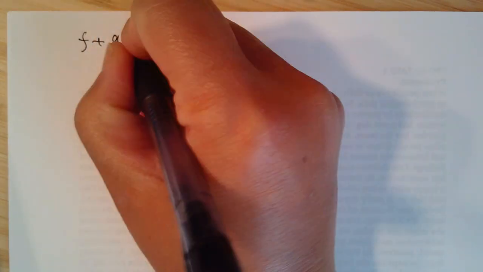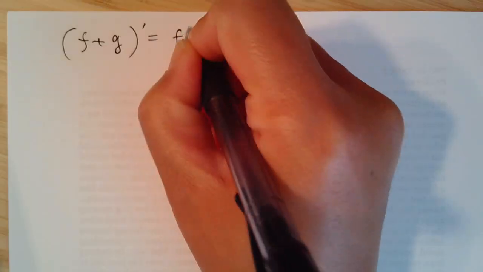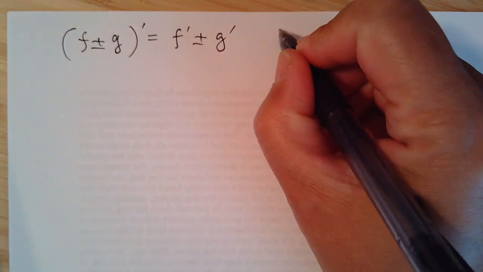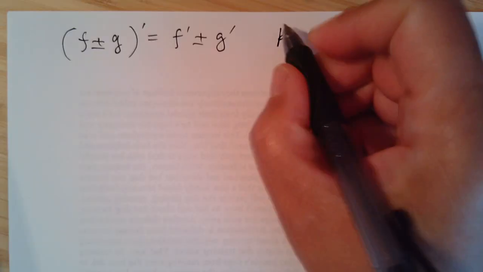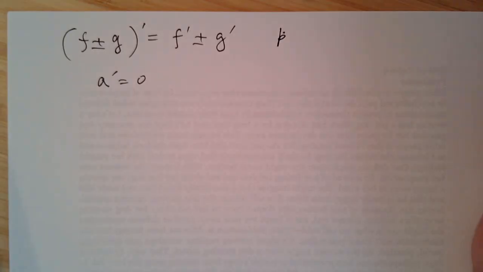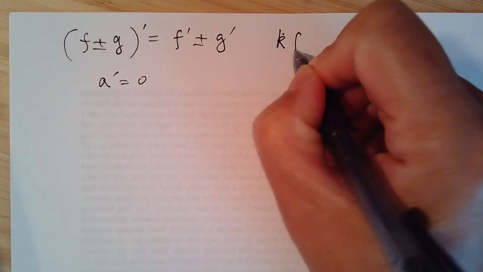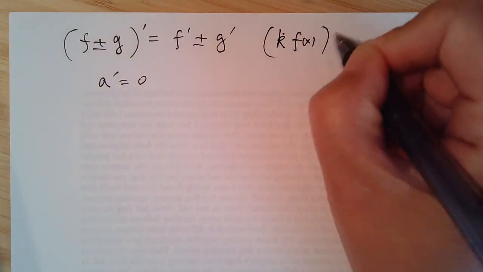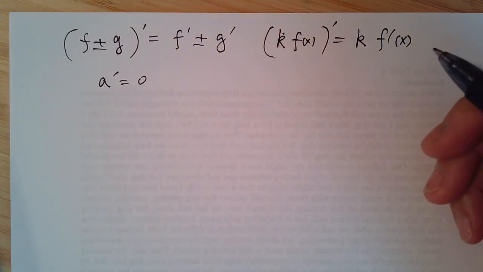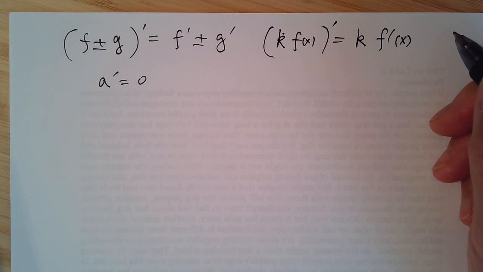We have learned several rules for the derivative. For example, if I have f plus g, then that derivative is going to be f prime plus g prime. So minus is the same thing, right? And if you have a constant like a, then that prime will be just 0. And then k f of x, that's a constant, so the derivative is k f prime of x. So pretty much we learned a lot of rules.